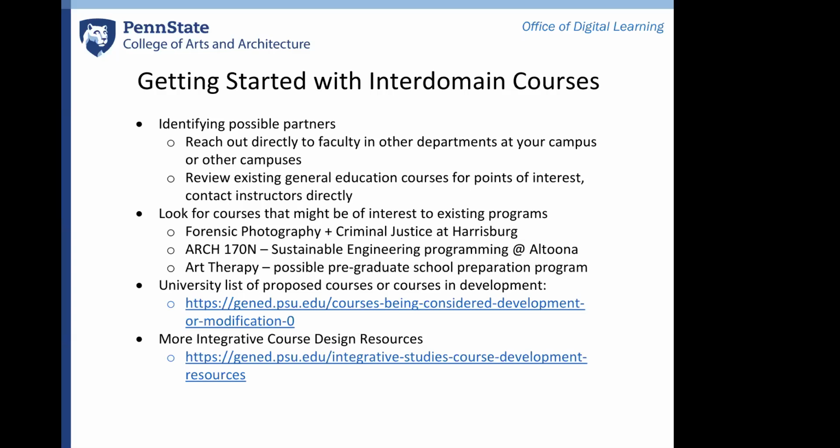You can also review some of the existing gen ed courses for points of interest, contact those instructors directly, and see if they would be interested in supporting a linkage. You can look for courses that might be of interest to existing programs. I mentioned earlier that the forensic photography course was of interest to the forensic science group, and we also found interest at the criminal justice program at Harrisburg. We've been trying to work out something there where we can provide the material to those students as well.